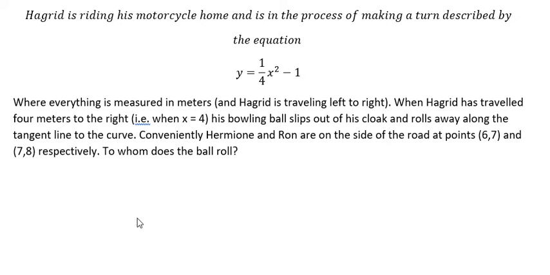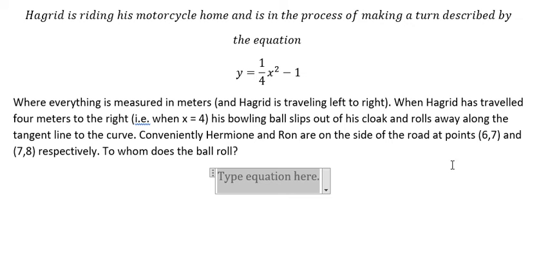So now I want to show you how to answer. At s equals 4, his bowling ball slipped out, and we know that it will go along the tangent line, and we need to find which person will receive his bowling ball from here.